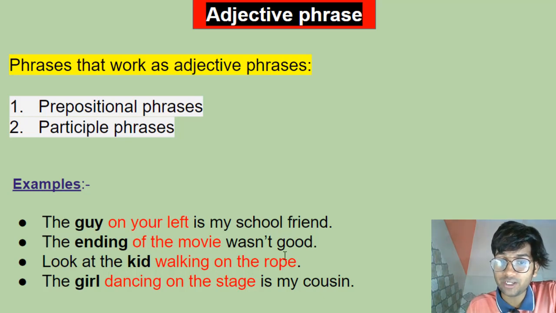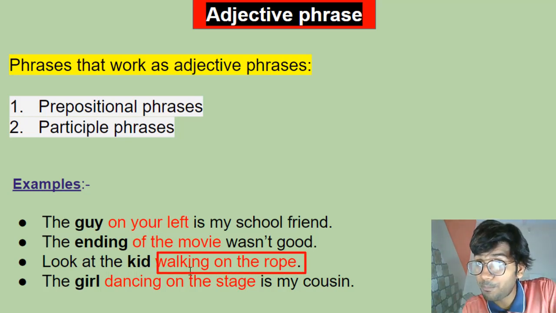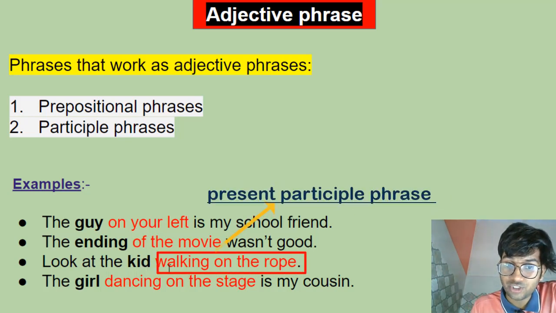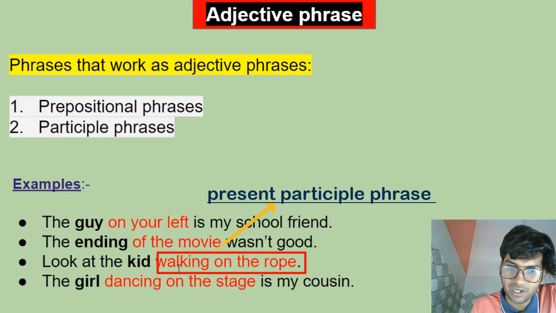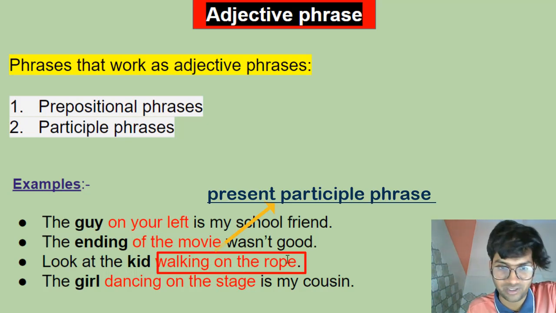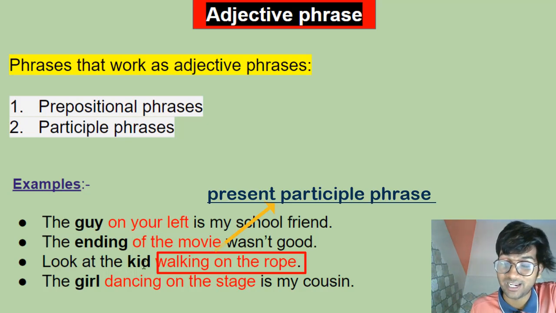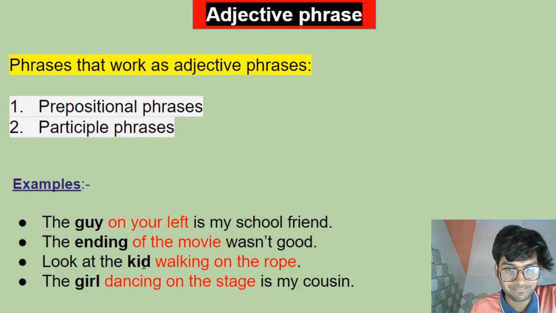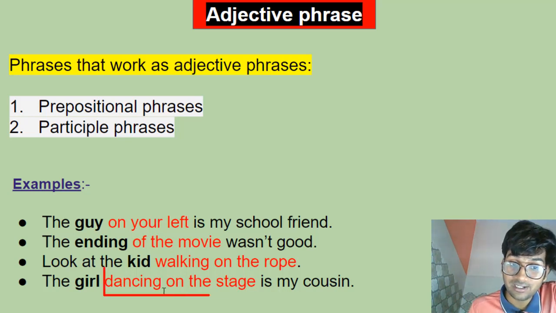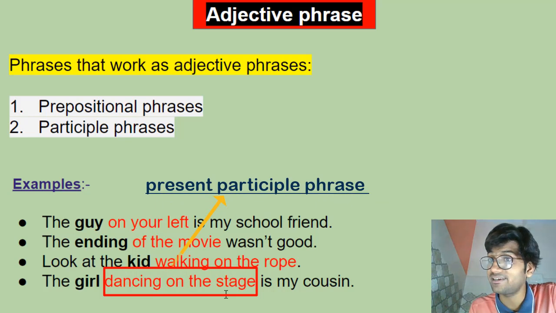Third example. Look at the kid walking on the rope. Look at the kid. Which kid? Walking on the rope. That's the kid I'm talking about, right? So walking on the rope is a present participle phrase starting with the present participle walking, right? But here it's working as an adjective. It's an adjective phrase as it's giving information about this noun kid. Look at the kid. Which kid? Walking on the rope. That's the kid I'm talking about. Okay, adjective phrase. Fourth example, the girl dancing on the stage is my cousin. Which girl? The girl dancing on the stage is my cousin. That girl I'm talking about.